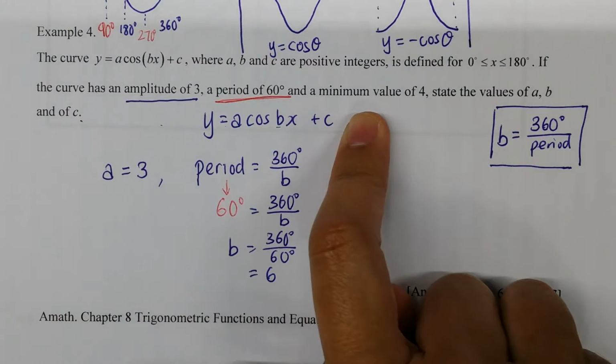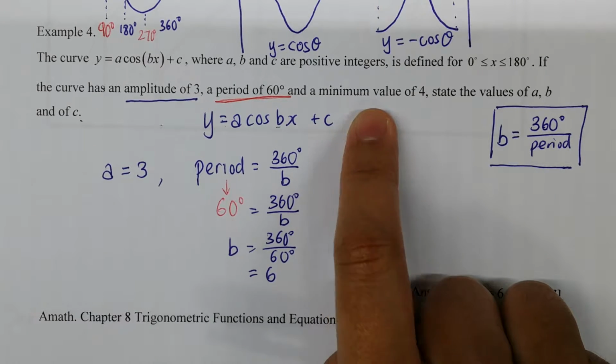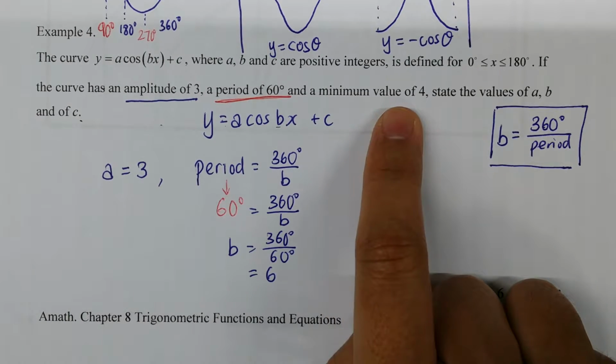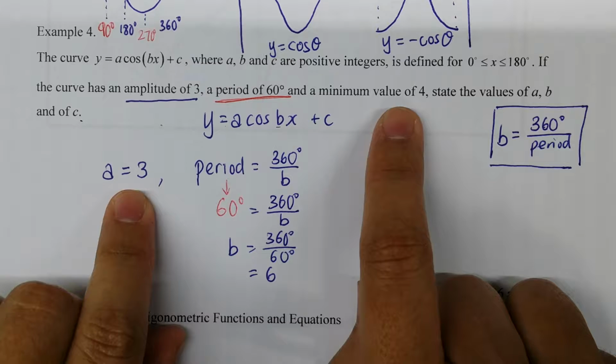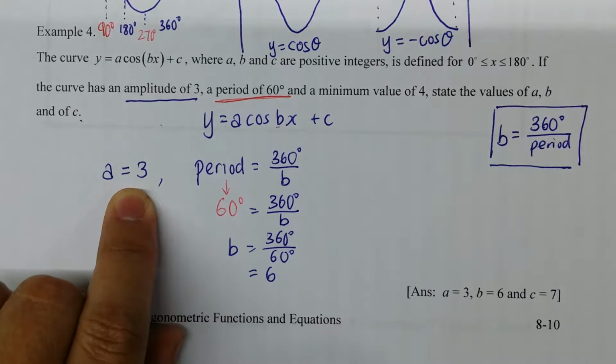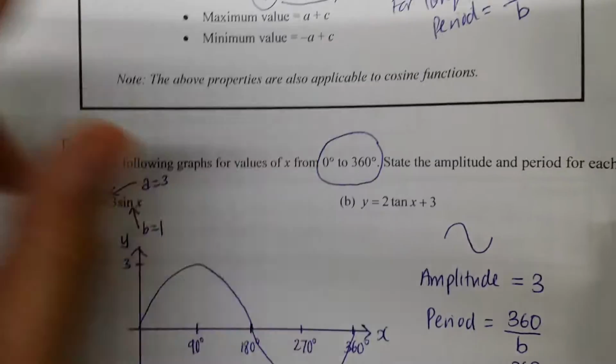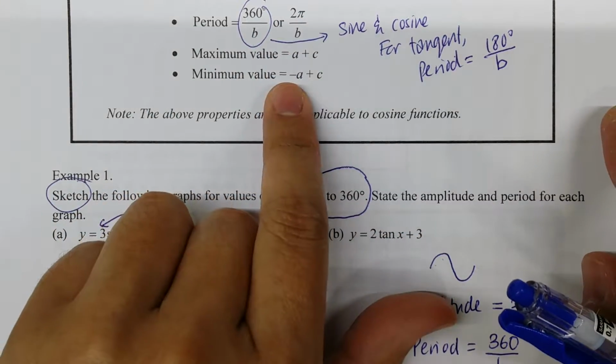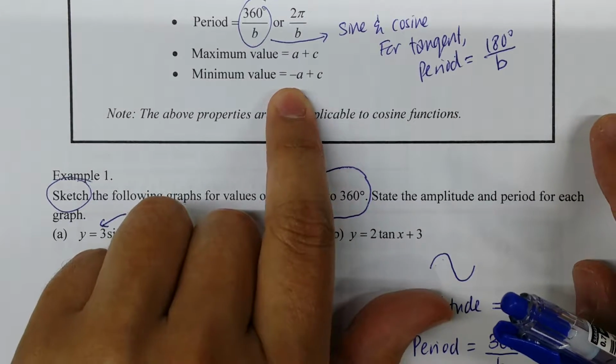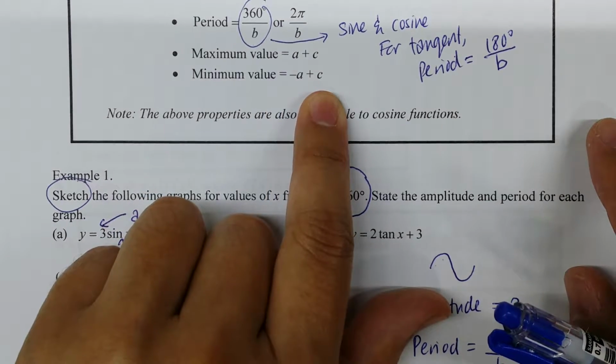Okay, the last one is c. They say the minimum value is 4. Let's check. A is a positive number, 3. That means I can use the formula properly. This formula: minimum value equals negative a plus c. I can use this formula. Let's do it.